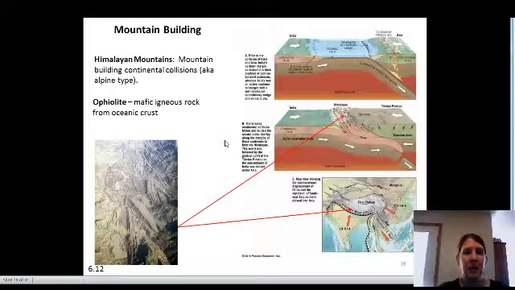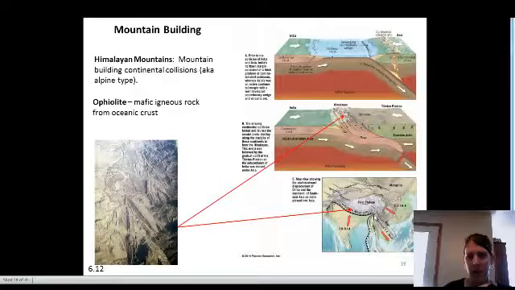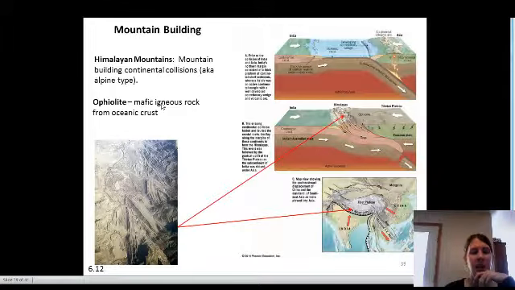Finally, the Himalayan mountains are mountains built by continental collisions. These are called alpine type mountains. So this is where you've got two continents that are just cramming together and building up and thrusting up due to that collision. So this is just showing a map view of the displacement as India collides with China. Oh, and it's important to note that an ophiolite is a mafic igneous rock from oceanic crust.